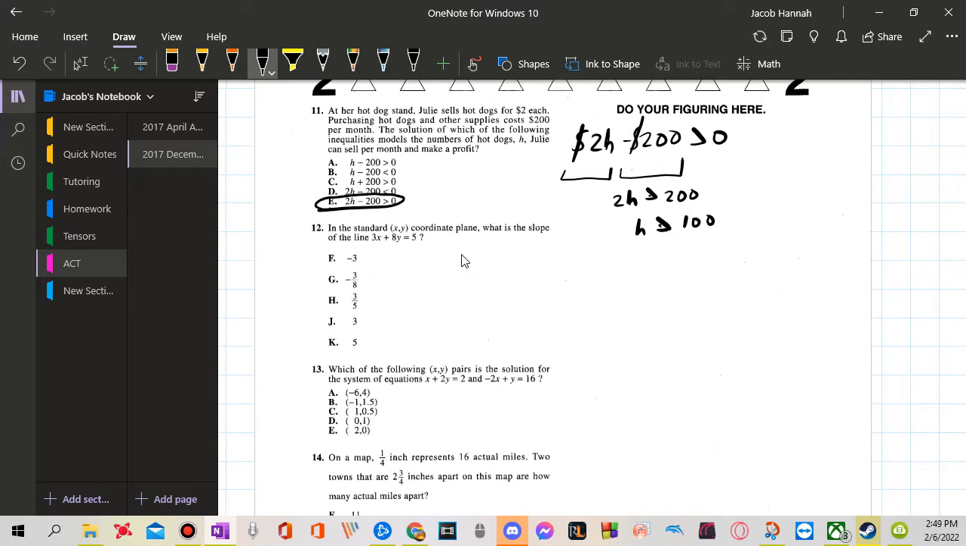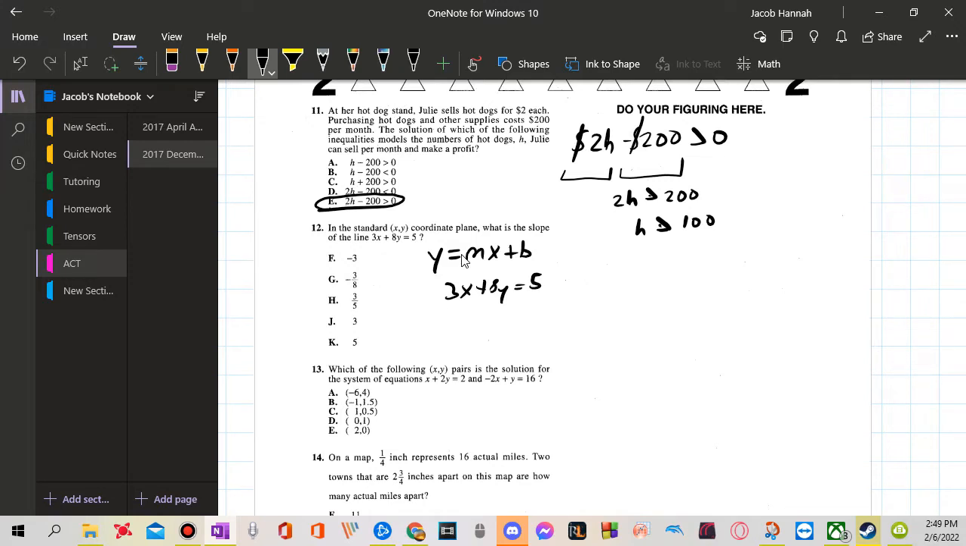In the standard x and y coordinate plane, what is the slope of the line 3x plus 8y equals 5? So this is for y equals mx plus b. I don't really like why they use them, but okay. So you want to get this in that form. This is pretty much a linear equation. So okay, let's do some math. So let's write the equation.